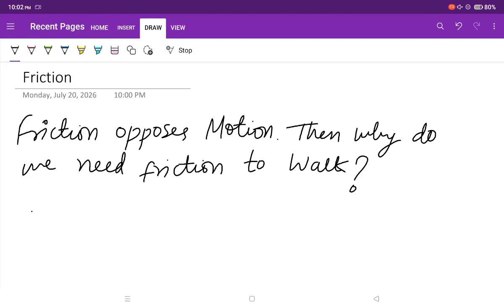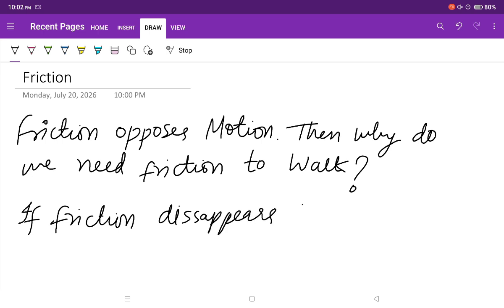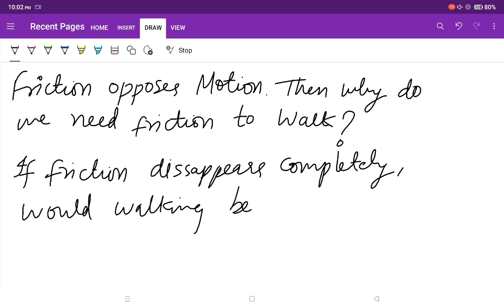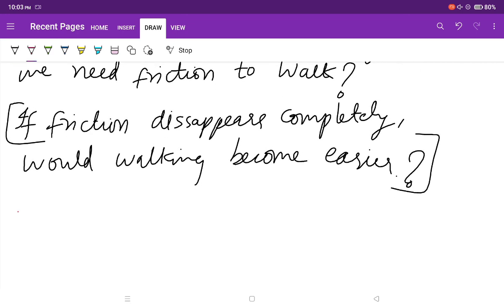Now think, suppose if friction disappears completely, would walking become easy? Would walking become easier? तो बताओ भाई. Right? So the answer to this is no.